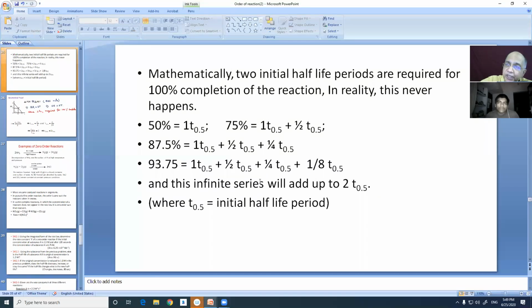Every half-life period is half of the previous half-life period. In second order reaction, it was double of the previous half-life period. So there it slows down, but here it hastens up. So much so that in 2 half-life periods, it ends. 2 initial half-life periods, I repeat, it completes. But such a thing never happens. It is just a mathematical gimmick.